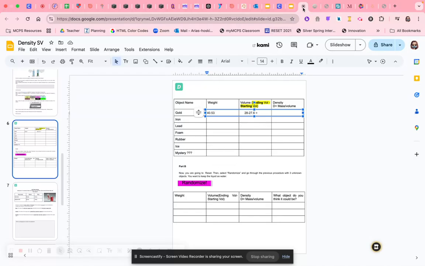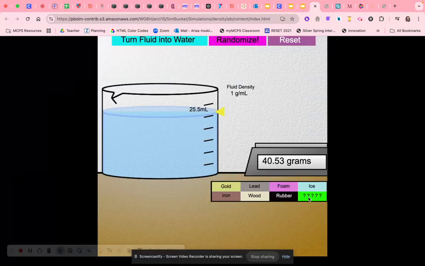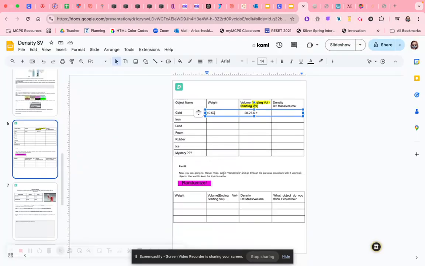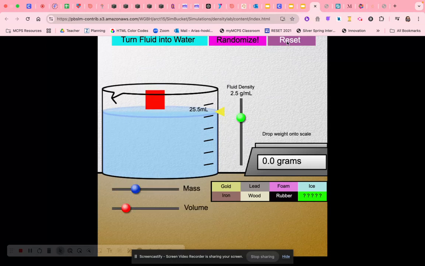Once you're done in here, okay, because remember you have the mystery one in here, so you're going to click where it says randomize. Okay, and then for the randomize, you're going to start following the instructions. It says now you are going to reset, then select randomize. Okay, did I click the reset? No, I did not.